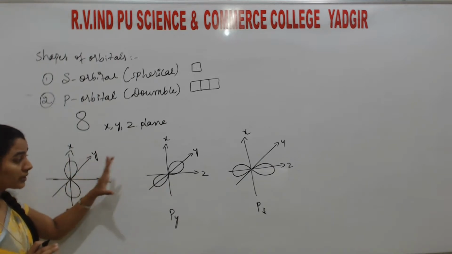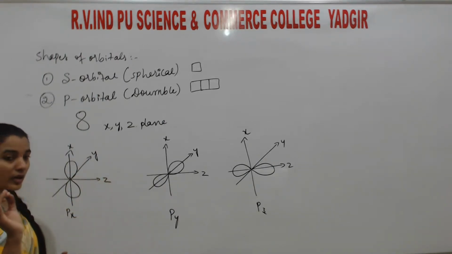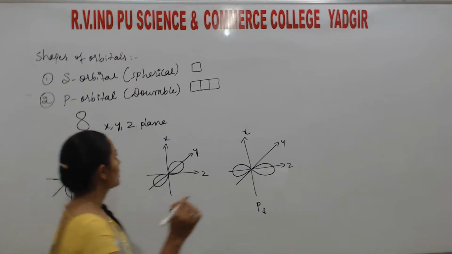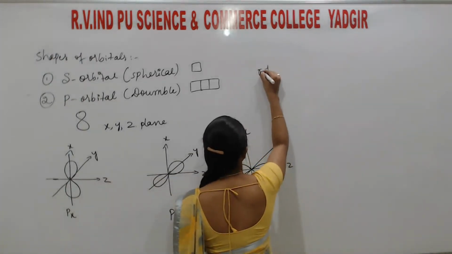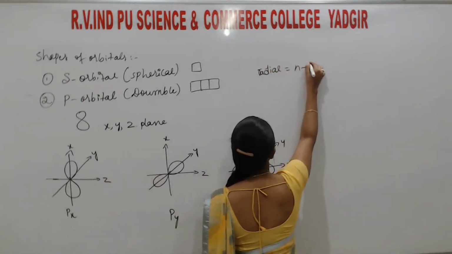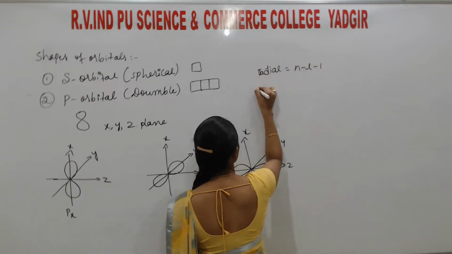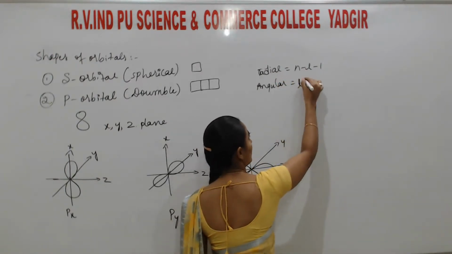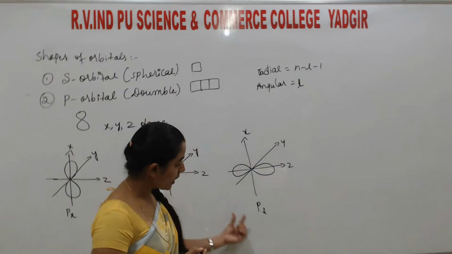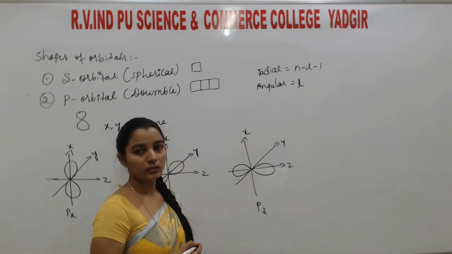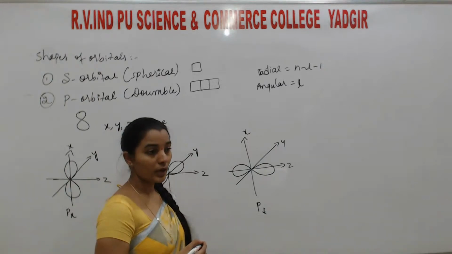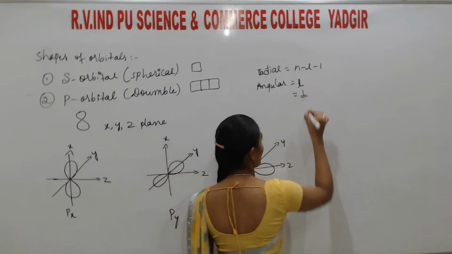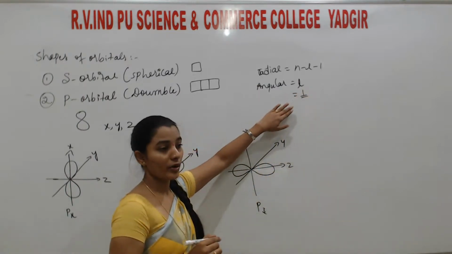I explained. So for this we need to check radial nodes as well as angular nodes. As I told you, the radial node formula is n minus l minus 1 and the angular node formula is how much? L. Correct? For P orbital, what is the L value? For P orbital, L value is 1. So one angular node is possible here.